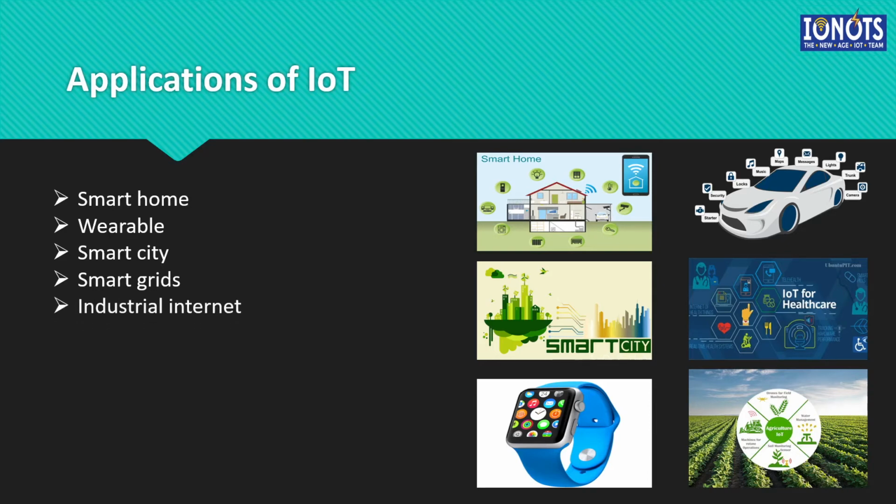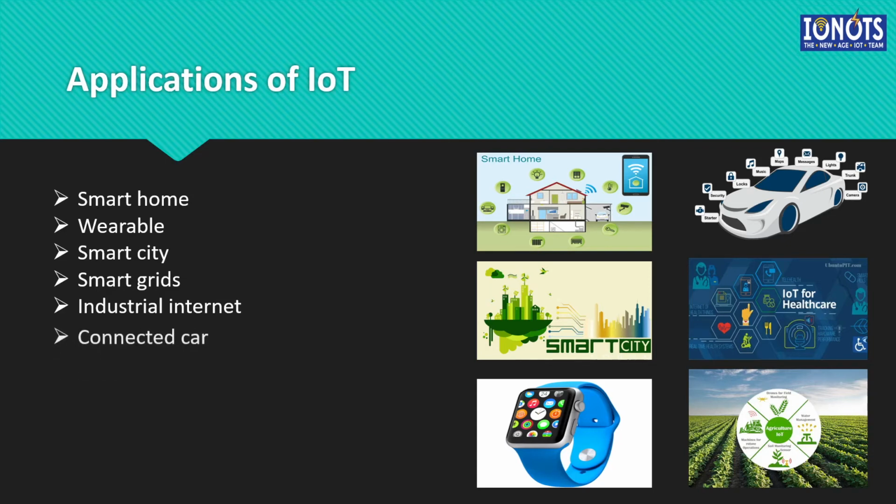Number 5, industrial internet. Industrial internet is basically an extension of Internet of Things to the industrial sectors and the related applications. The industrial internet includes industrial applications that include robotics, medical devices, and software defined by the production processes.